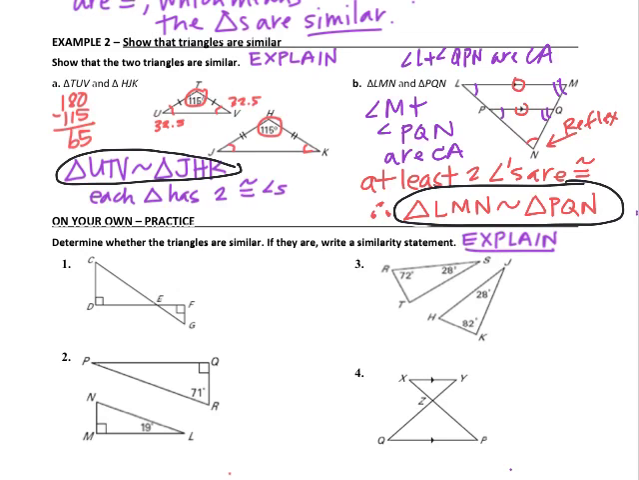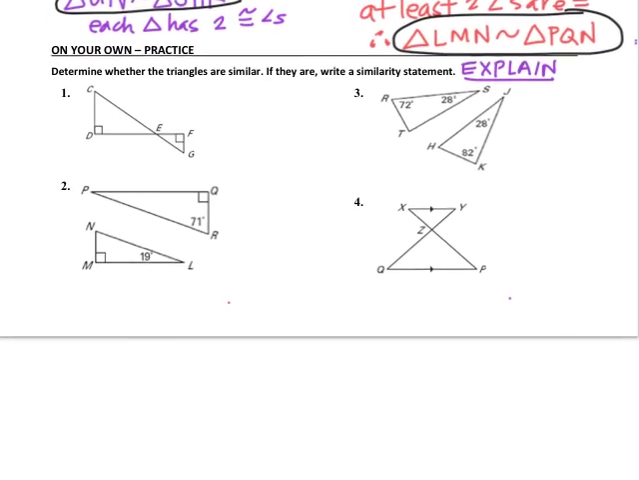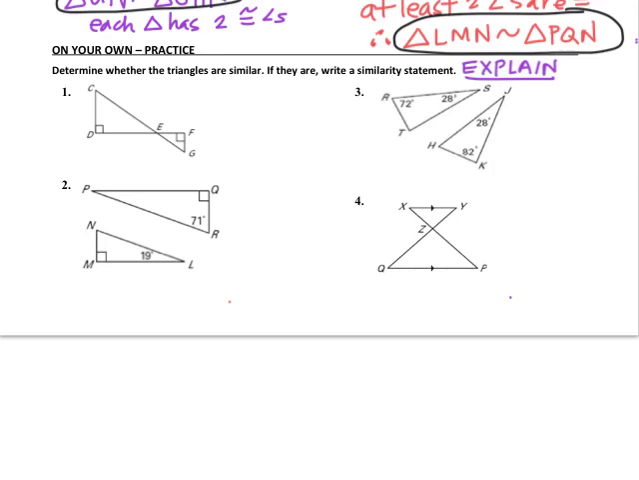All right, so please practice on your own the 4 problems at the bottom of the page here. And I just want to give you a hint. As you're writing these similarity statements, make sure that there are at least 2 angles that are congruent. You do want to explain. Remember you're explaining. And I'm going to give you a hint that there is one of these 4 that is not going to be similar. So for one, you're not going to have a way to show that they are similar. Okay, let's go to the back of our paper.